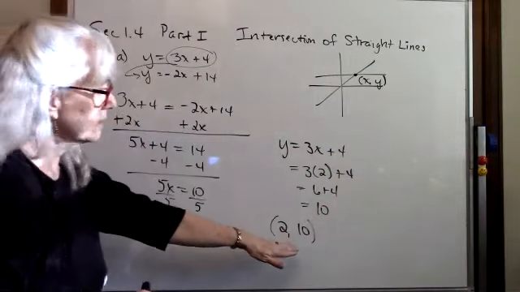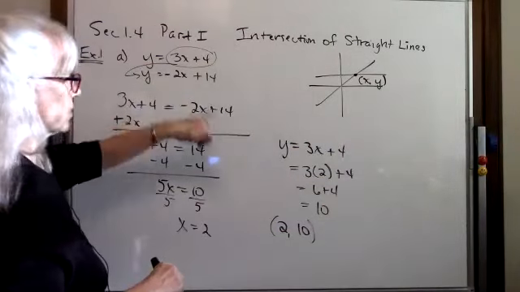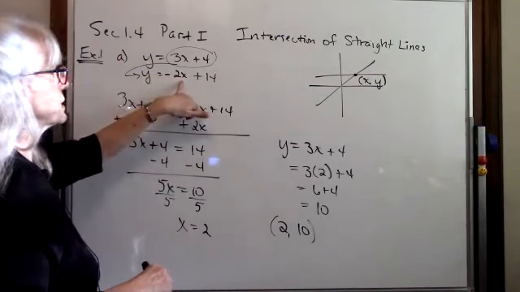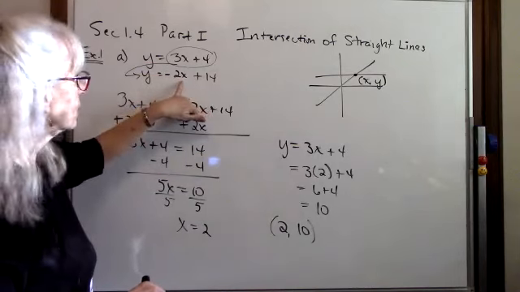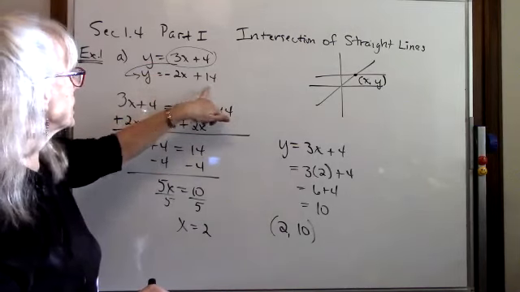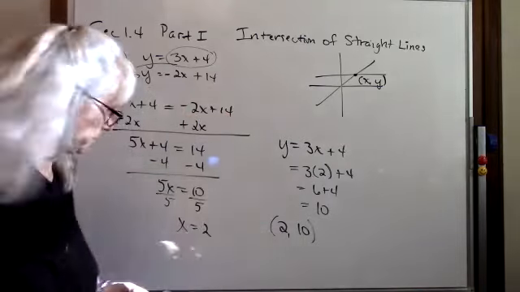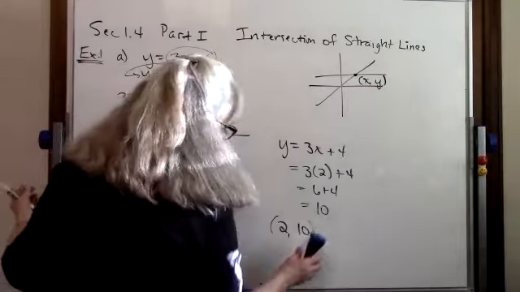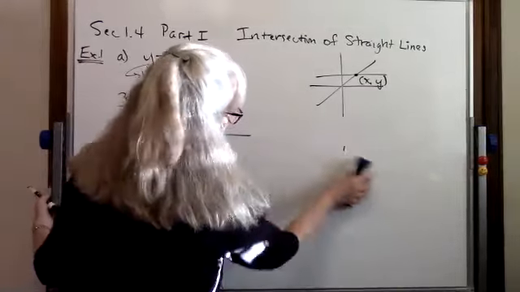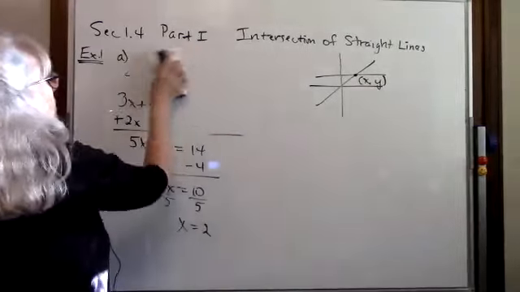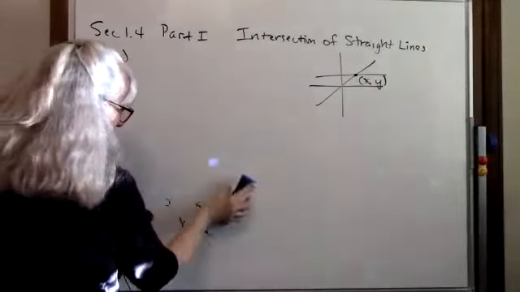And you should be able to plug this into either equation and verify it. So if we plug in the 2 for this x in the second equation, we're going to get negative 4 plus 14, which gives us the 10, which is what we said it was equal to. That's the substitution method. Another method that you may already be familiar with, or you should be, is the elimination method, sometimes referred to as the addition method.